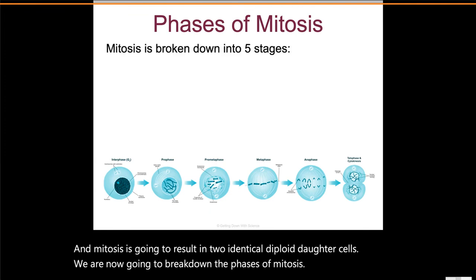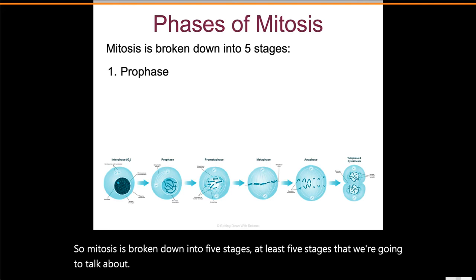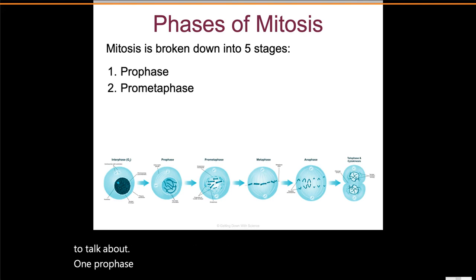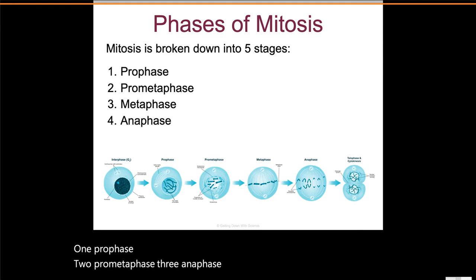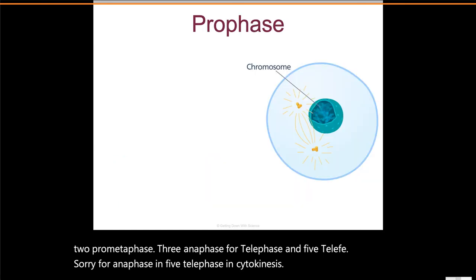So mitosis is broken down into 5 stages, at least 5 stages that we are going to talk about. 1, prophase. 2, prometaphase. 3, metaphase. 4, anaphase. And 5, telophase and cytokinesis. So let's start with our first phase, prophase.